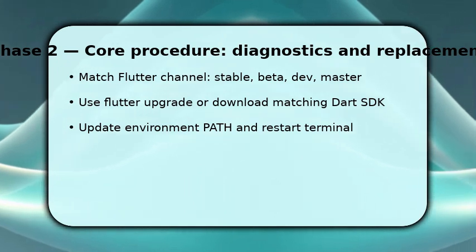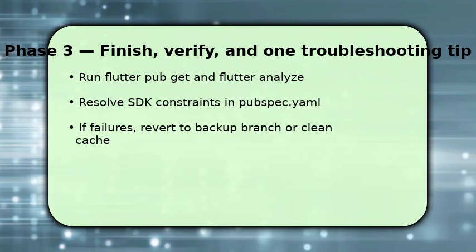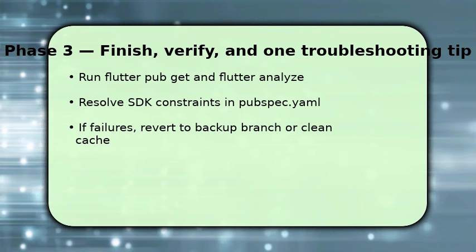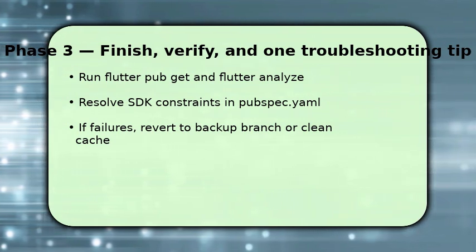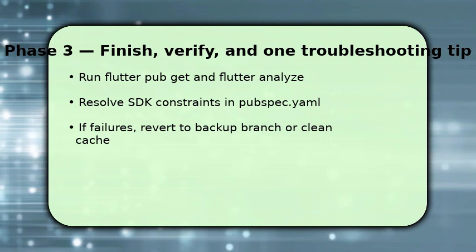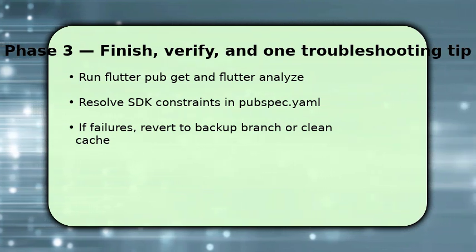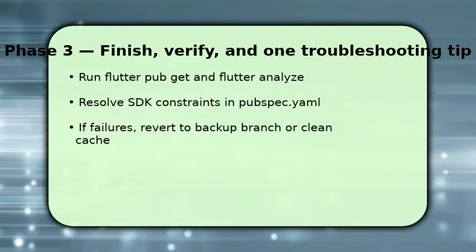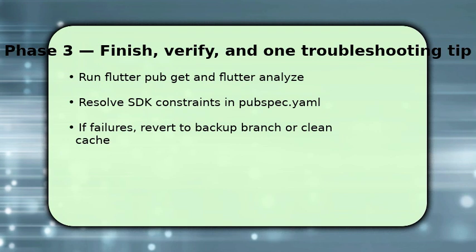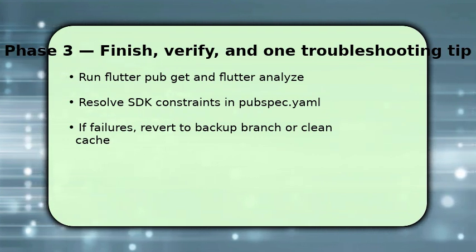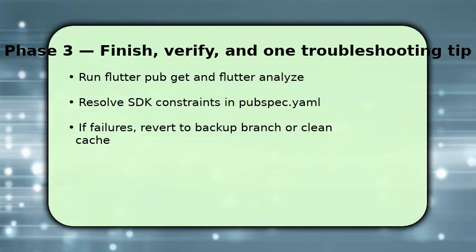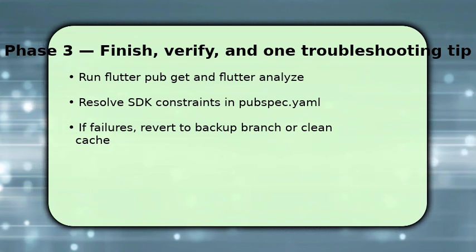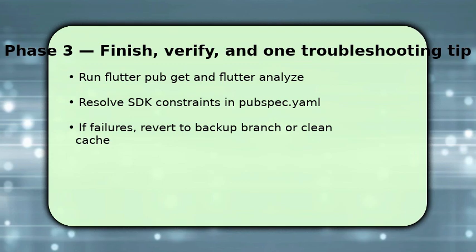You finish by validating the upgrade. Run flutter pub get, flutter analyze, and a full flutter build for your target platform to catch issues early. If pubspec.yaml specifies SDK constraints, update the environment SDK to greater than or equal to 3.0.0 or an appropriate range so packages resolve. If something breaks, clear caches with flutter clean and pub cache repair, and if unresolved, check out your backup branch and compare changes. One key troubleshooting tip: mismatched Flutter versus Dart versions is the most common cause. Ensure both are aligned.